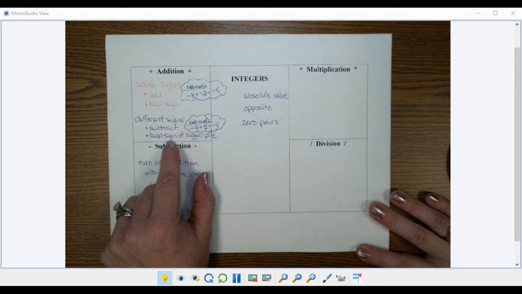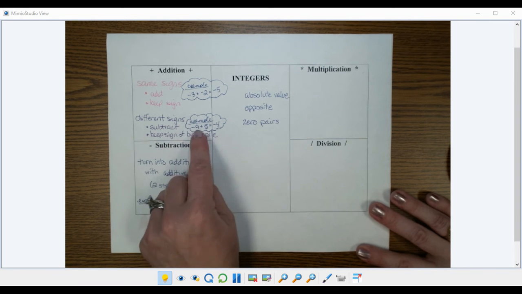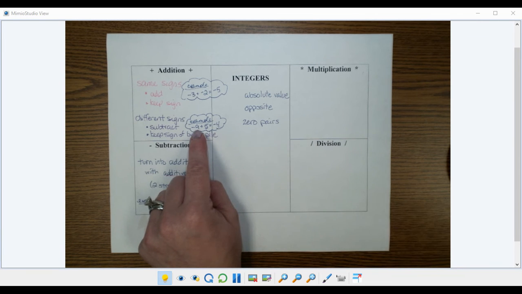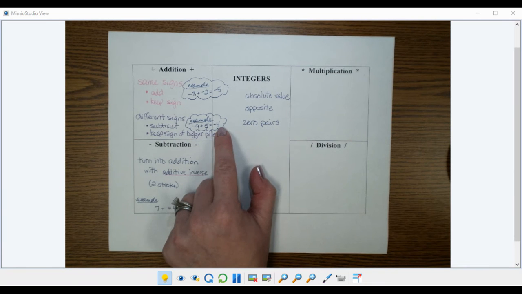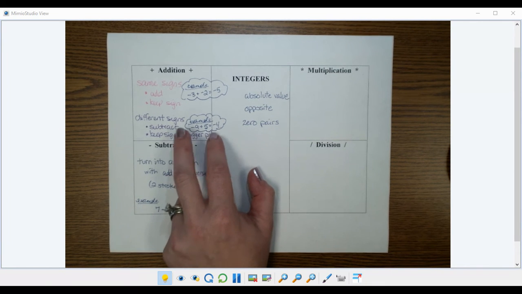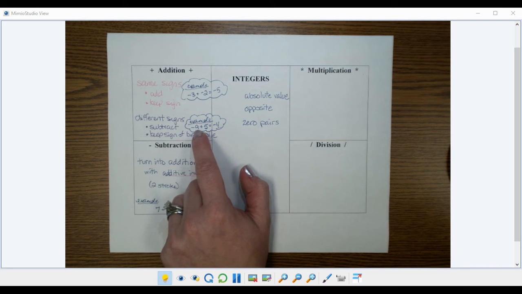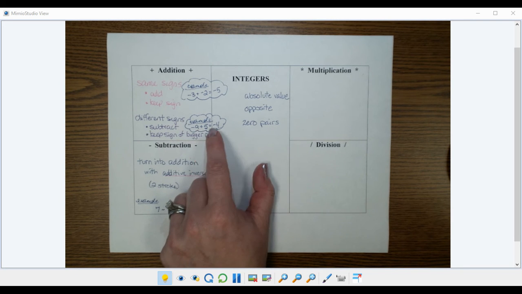We shorten that to say you keep the sign of the bigger pile. In this example, the 9 was the bigger pile. I don't care what color it is, 9 is still a bigger pile than 5. So whatever sign the bigger pile had, whatever color that was, that's what's going to be left over. So when I was done taking away those pairs, I had 4 reds remaining, which means my answer is -4.